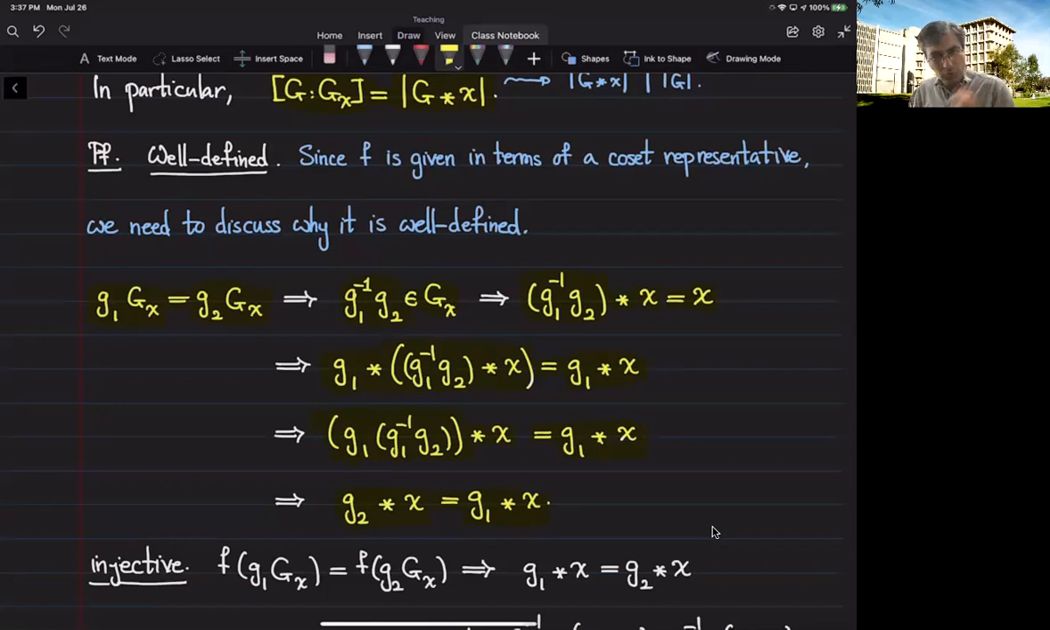Next, I'm going to show why it is injective. And finally, I will discuss why it is surjective. From all these parts together, we deduce that f is a bijection. Okay, what does it mean that f is injective? What kind of implication do we need to show?